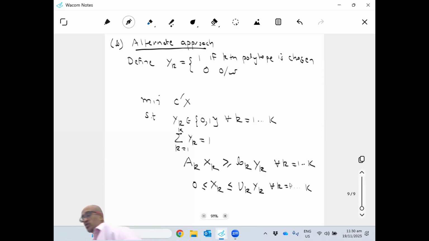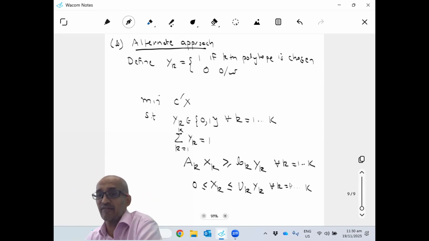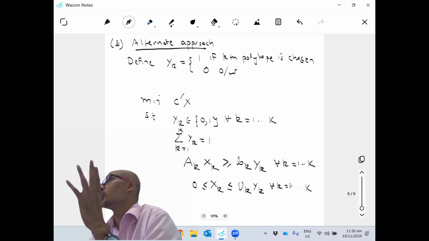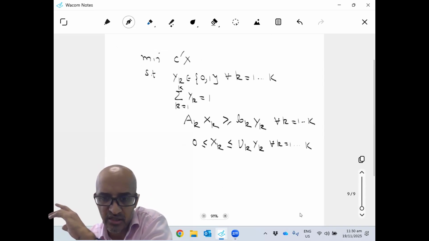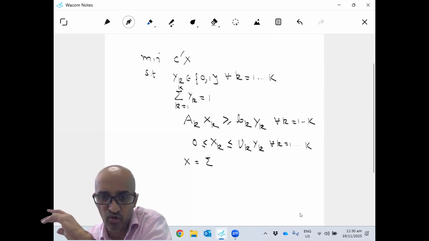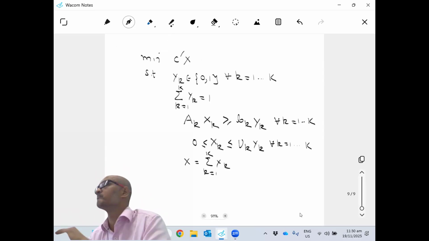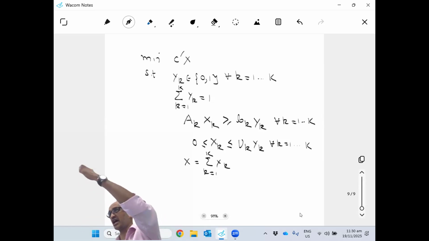Okay, let's think about what this is doing. So what have I done? I've introduced a few new variables. I've got x here. So x, of course, has to be written. x is nothing but just the summation of xk's, k going from 1 up to capital K. So I can take out the x, I can write everything in terms of xk's basically.